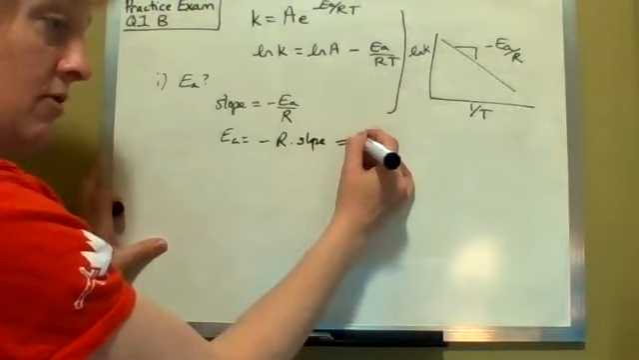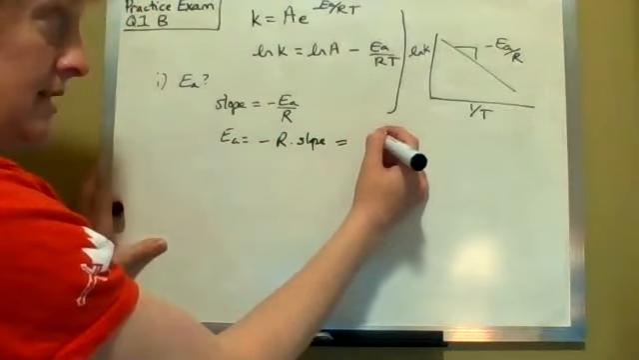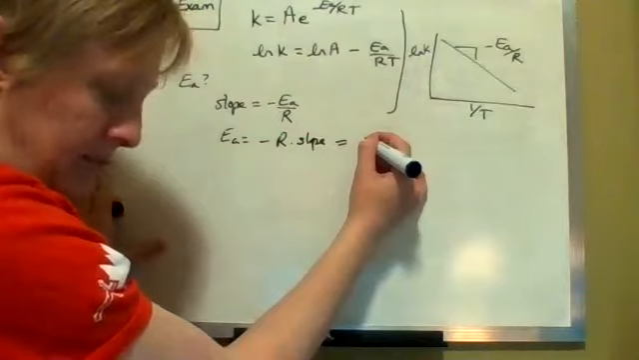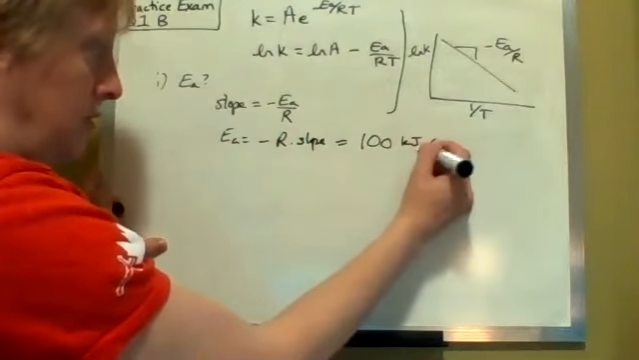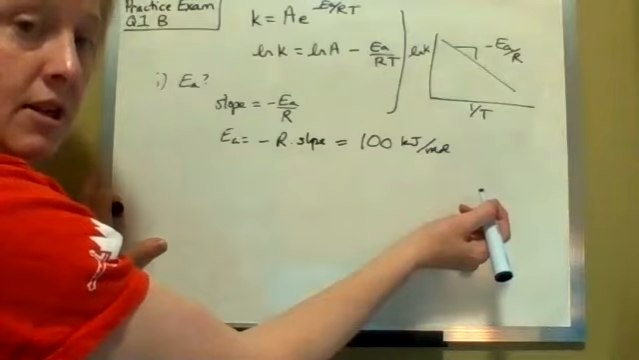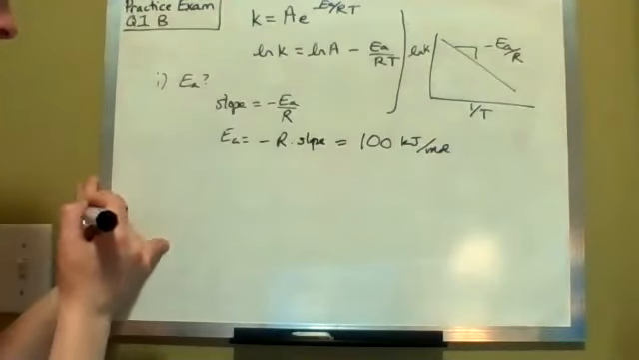And look at your slope value, it's in Kelvin, the temperature unit. This is going to give you about 100, and I'm converting to kilojoules from joules, 100 kilojoules per mole. So you get something around there.